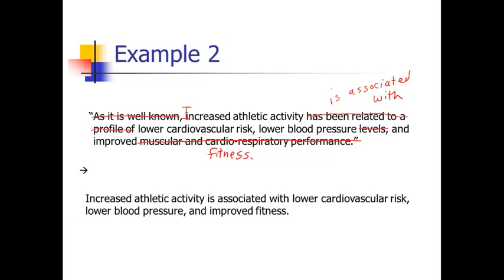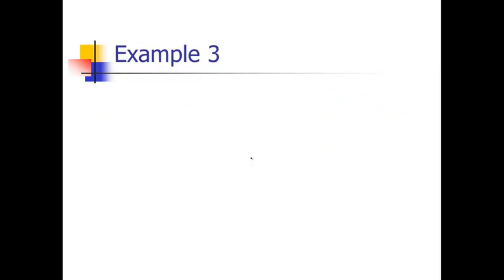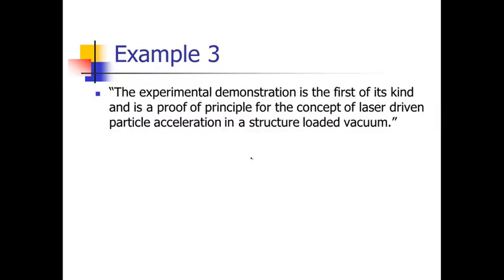So we get increased athletic activity is associated with lower cardiovascular risk, lower blood pressure, and improved fitness. Notice how much we've stripped away that was unnecessary from that sentence. And in this case, we actually could be probably a little bit more direct. There is actually probably enough evidence that we could say it even more directly. Increased athletic activity lowers cardiovascular risk and blood pressure and improves fitness. Now that, of course, requires a stronger level of causal scientific evidence there, but we probably do have it in this case. Here's one last example to go through.